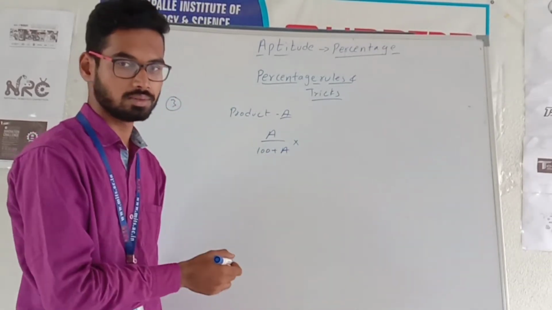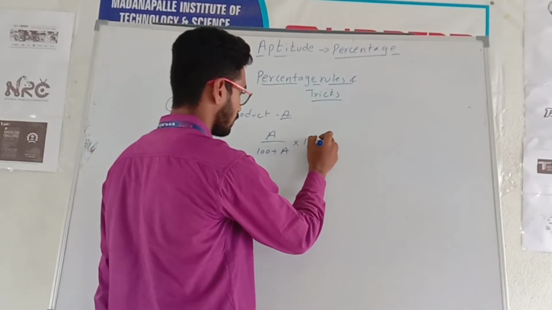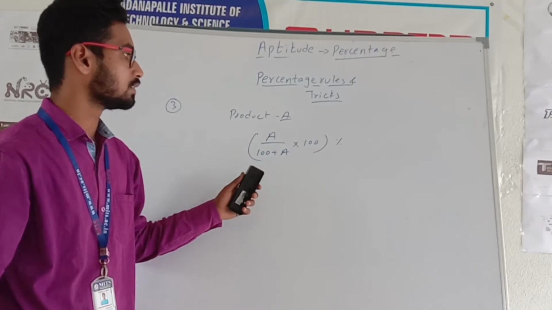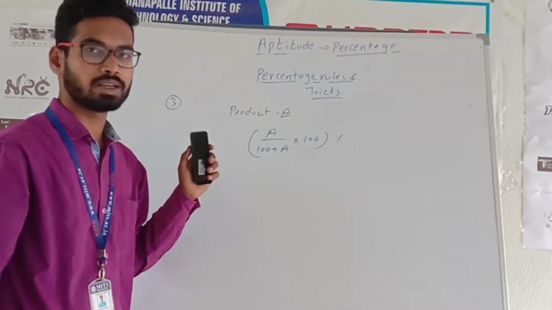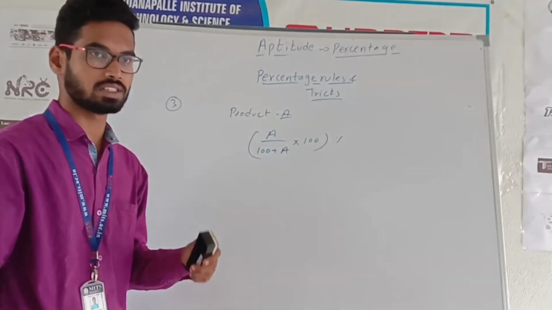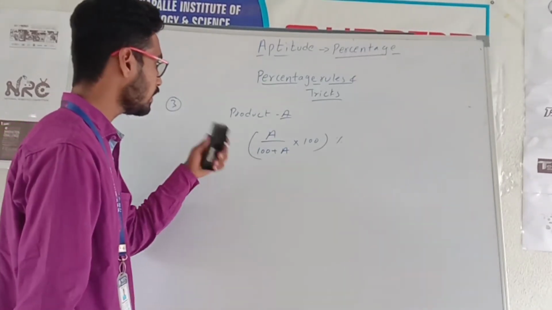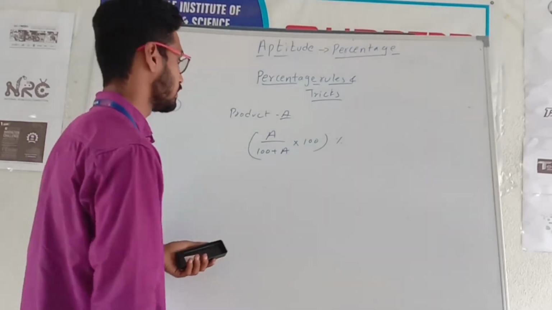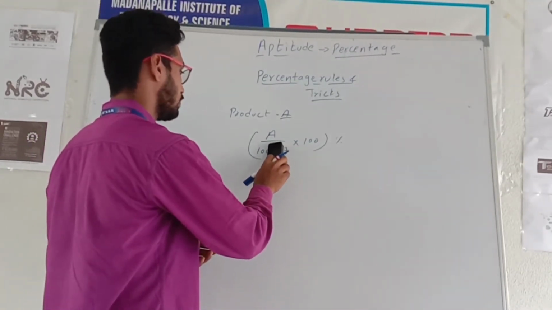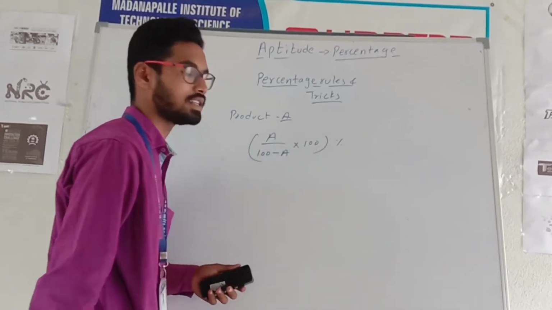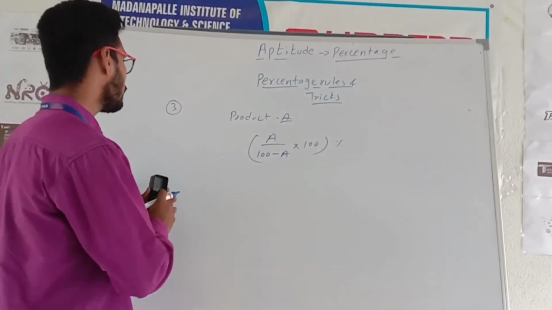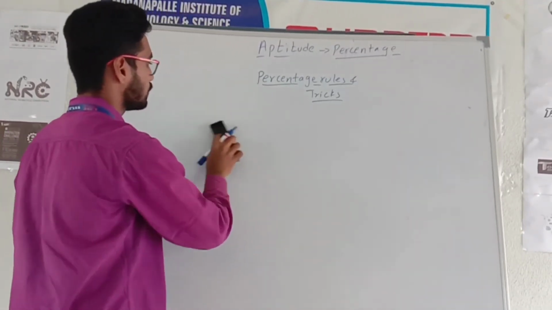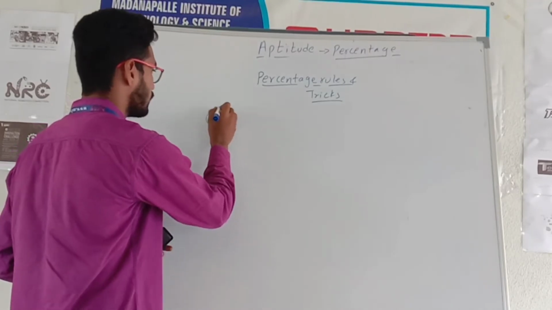100 plus A into 100 percent. This is the formula when the expenditure is more and the consumption is less. Similarly, in a reverse manner, if the consumption is more and the expenditure is less, you just interchange the value as a minus. These are the four rules we have discussed, and the last one is the fifth.